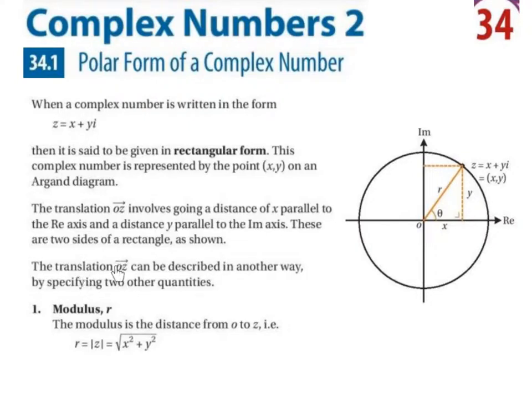The translation OZ can be described in another way by specifying two other quantities. The first one is the modulus, r. The modulus is the distance from O, which is the origin, to Z. So from O to Z. So it's basically the radius of this circle. So r equals the modulus of z, which is the square root of x squared plus y squared.